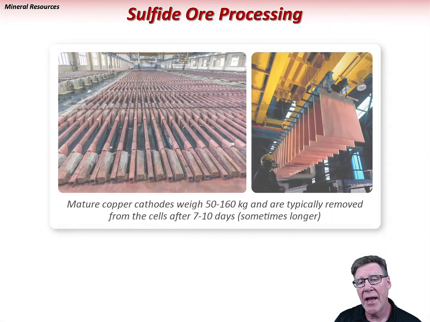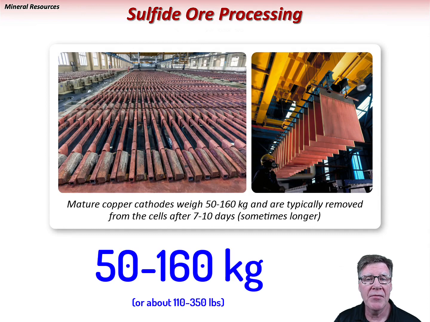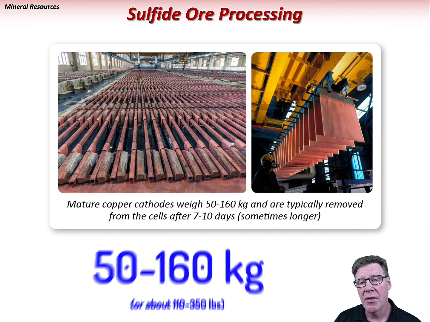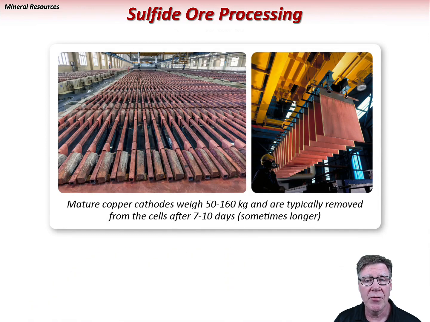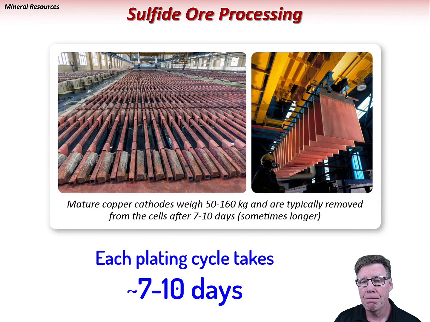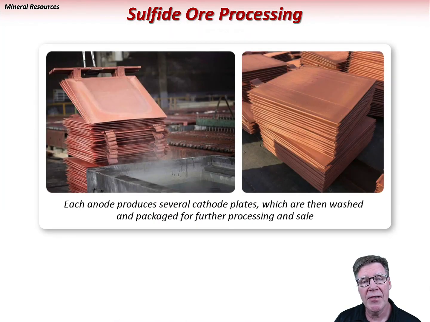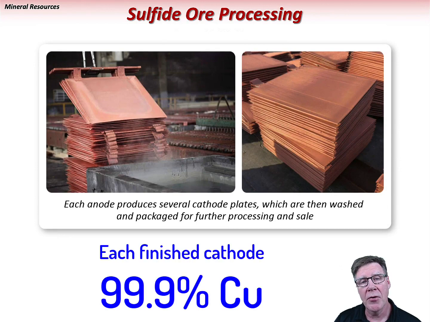Mature copper-loaded cathodes typically weigh between 50 and 160 kilograms and are removed from the cells after 7 to 10 days of plating. 2 or 3 cathode plating cycles are produced from a single anode, with each finished cathode being more than 99.9% pure copper.